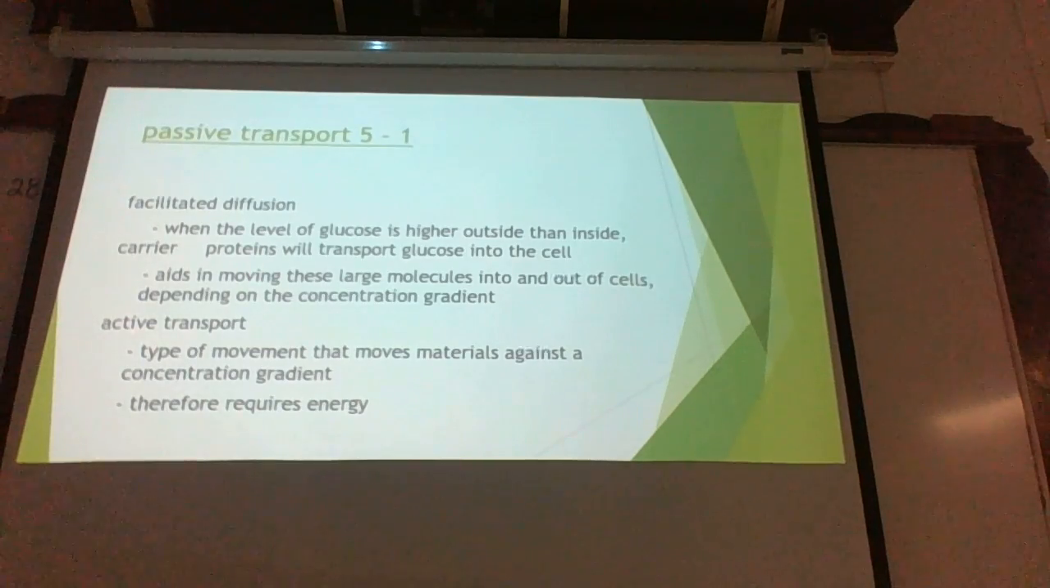So here it says it requires energy. Why would that be? The other three did not require energy. Why does this one? Yeah, it's moving against a concentration gradient. So therefore it's like moving uphill as opposed to downhill.